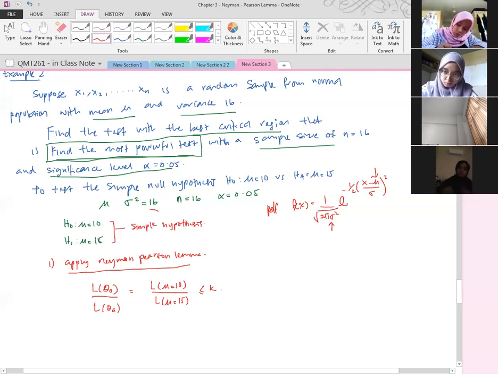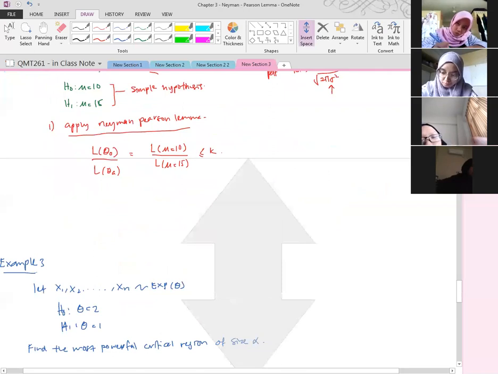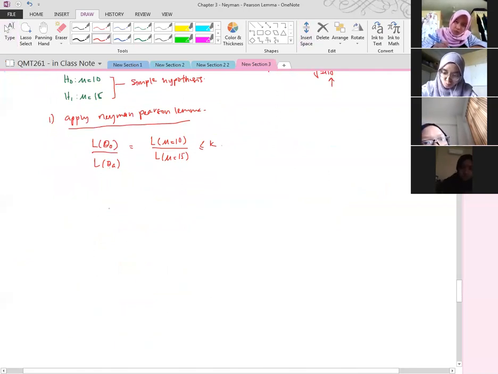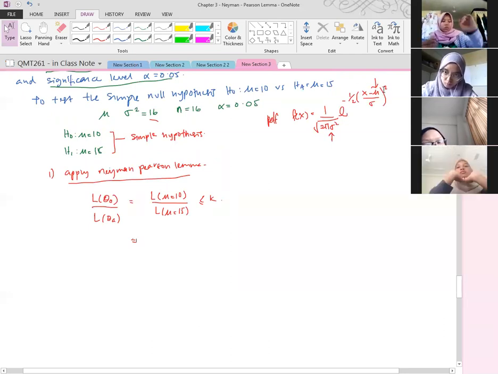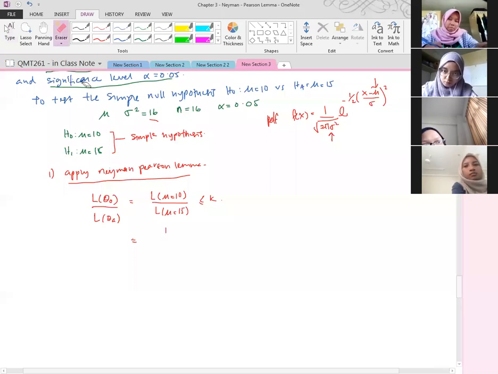So this is what we want to find, the rejection area. So we want to find the rejection area. So now our task is to find the likelihood function. So we know that the probability density function for the normal distribution is 1 over the square root of 2 pi sigma squared, exponential negative half of x minus mu divided by sigma, squared. So we substitute the value into the formula.